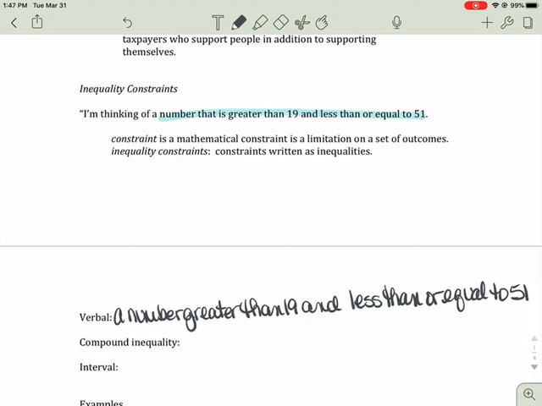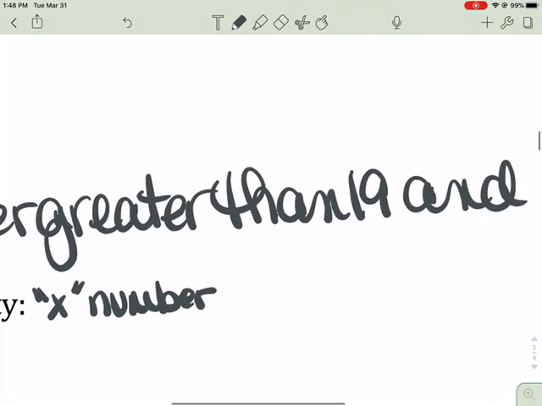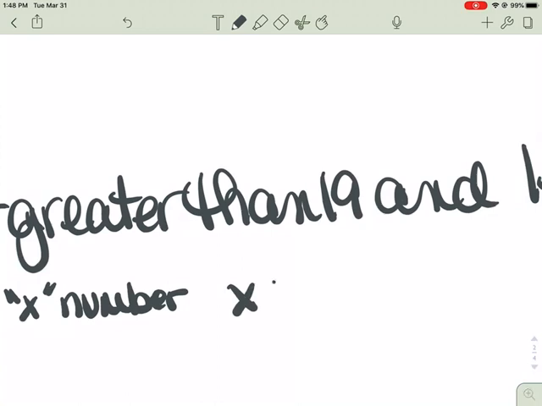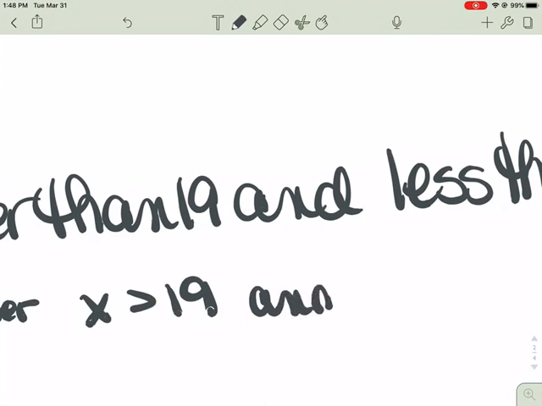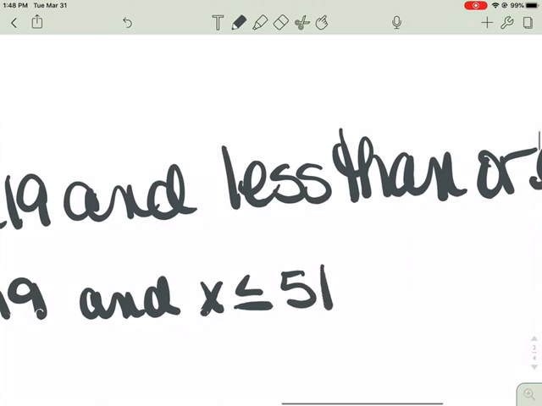So we would write out all those words. Not a big fan of words, so we like to have a shorter way to write this. For a compound inequality, we're going to use the word and. We're going to let a variable represent that number part. So x is going to represent our number. And the way this is going to work, we're going to write this as x is greater than 19, so our number is greater than 19, and x is less than or equal to 51.